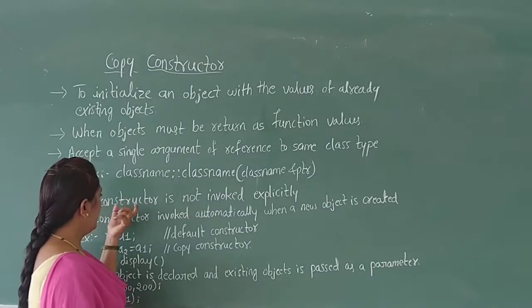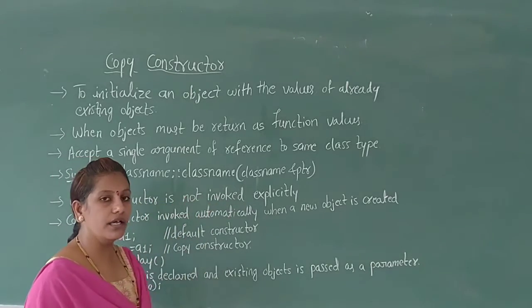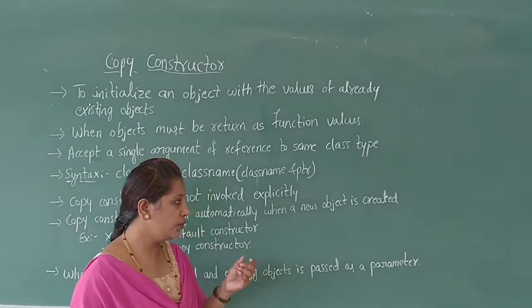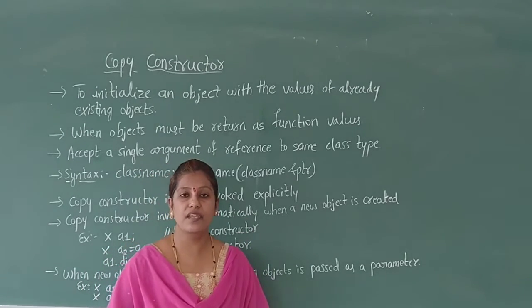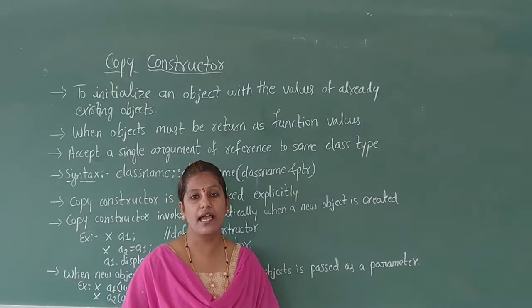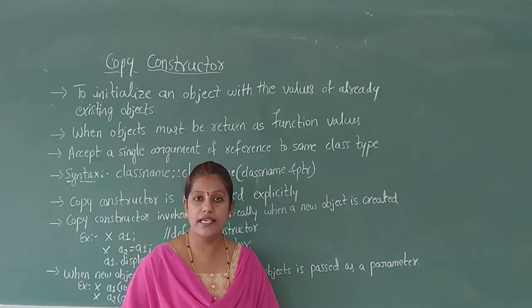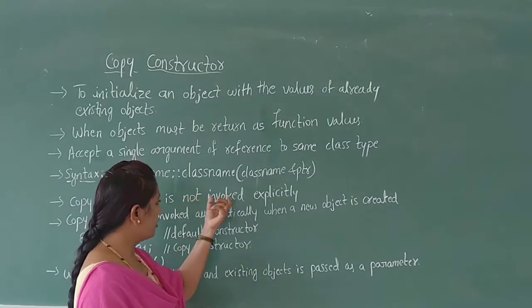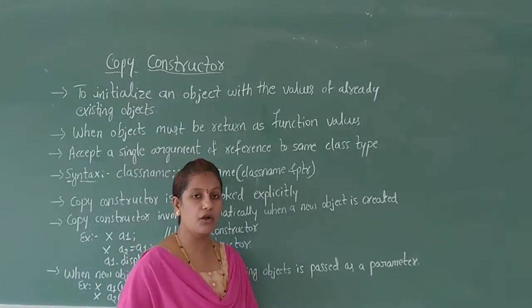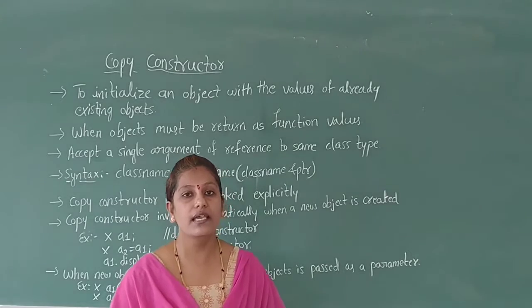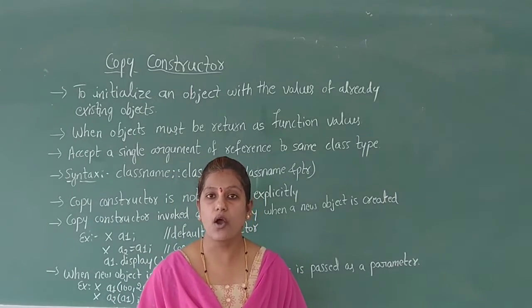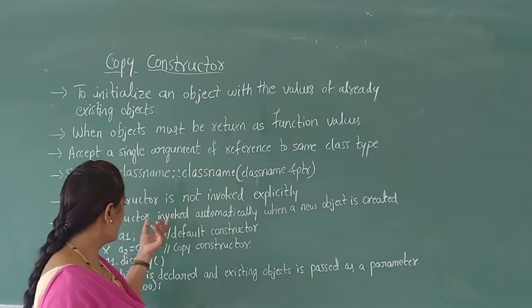The copy constructor is not invoked explicitly. Explicitly means using the class name, assignment operator and argument list within parentheses. The copy constructor is not invoked explicitly, but copy constructors are invoked implicitly using the assignment operator.